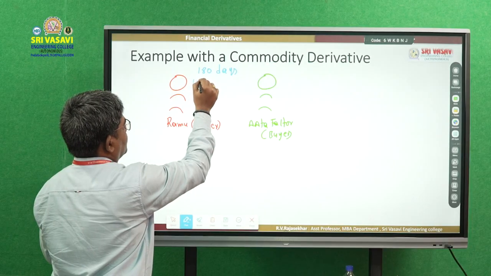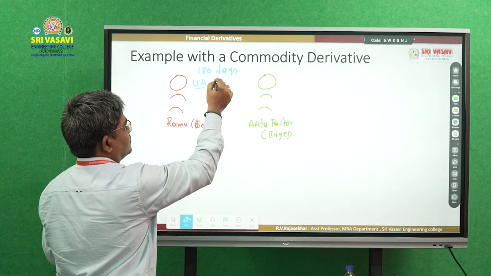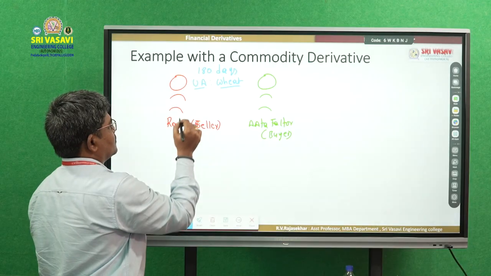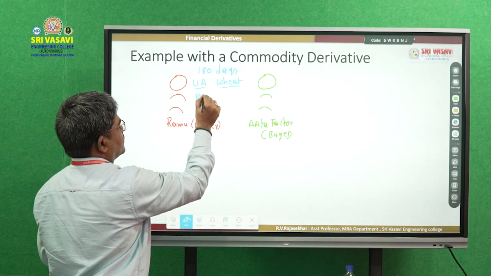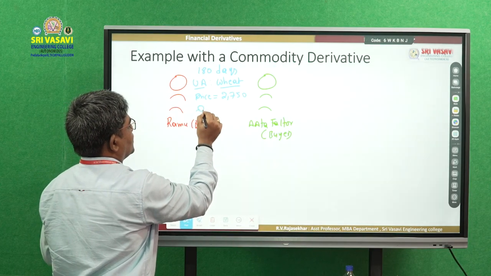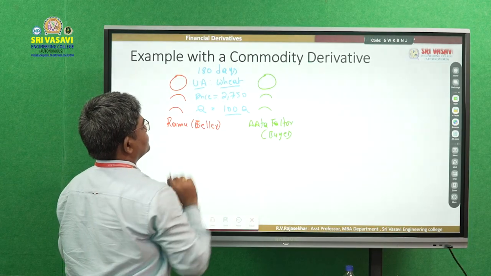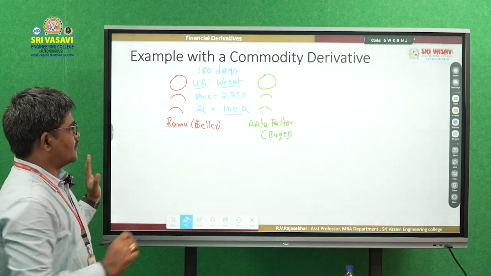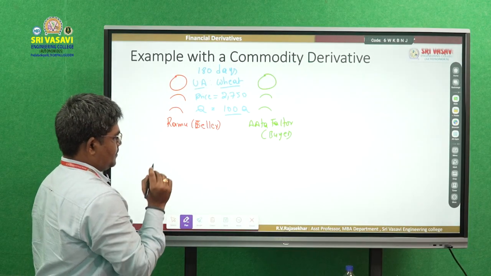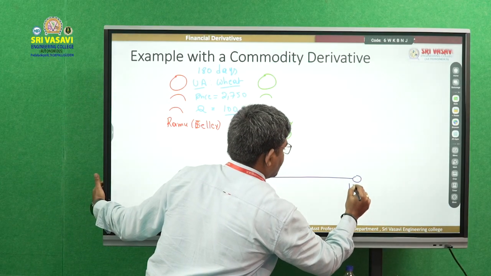Here UA means underlying asset. What asset are they entering into a contract for? That is known as the underlying asset. Wheat. For wheat, they are entering into a contract. What is the contract price? The contract price is 2,750. What is the quantity? The quantity of the contract is 100 quintals. This is the contract. Now, they enter the contract today. Clear now? The contract is for 180 days.